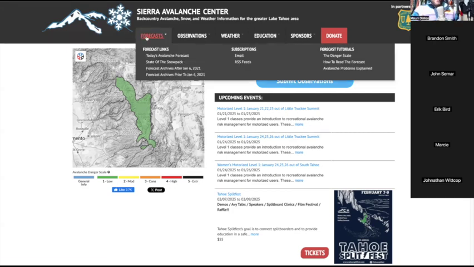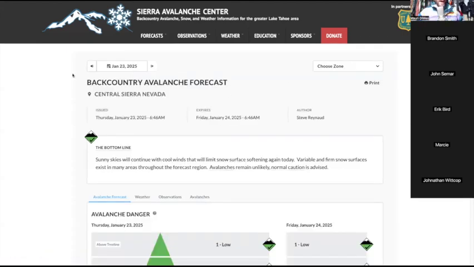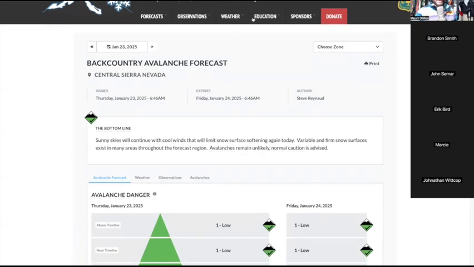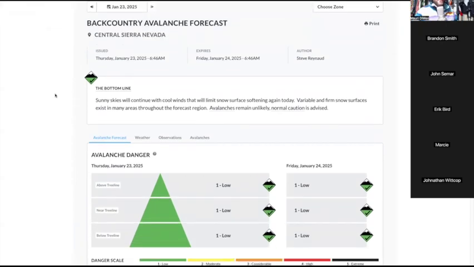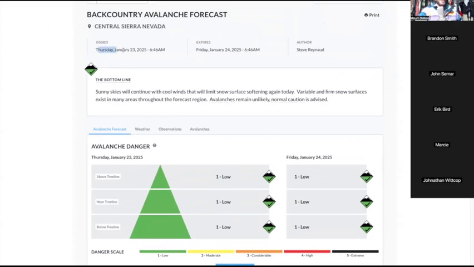So first thing we're going to do is we're going to come over to the forecast. And a lot of these avalanche centers will have an education portion so we can understand what this forecast says. So anytime we get the forecast, we'll see that this was the forecast issued for today, January 23rd, and it expires at the end of today because they'll issue a new one every single day that they're out.